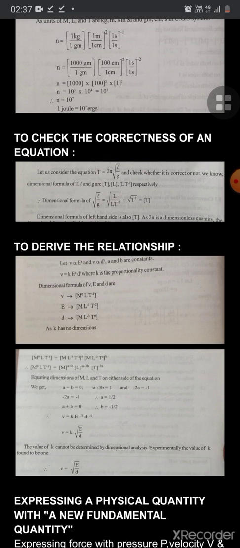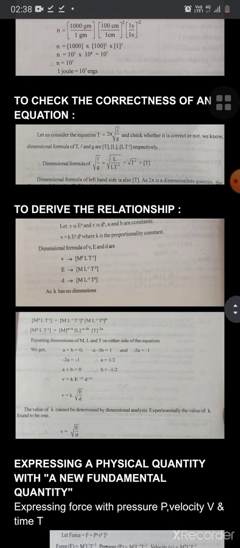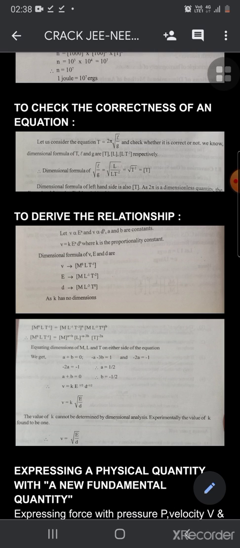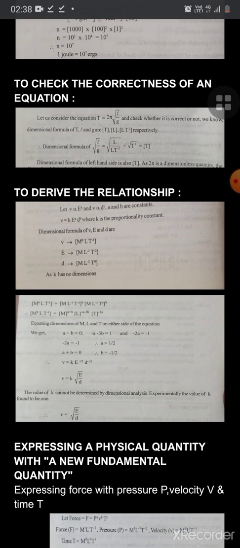To check the correctness of an equation, first we have to substitute the dimensions of the physical quantities on the left side, and then we have to substitute the dimensions of the physical quantities on the right hand side of the formula, and simplify. If LHS is equal to RHS, then the formula is correct.